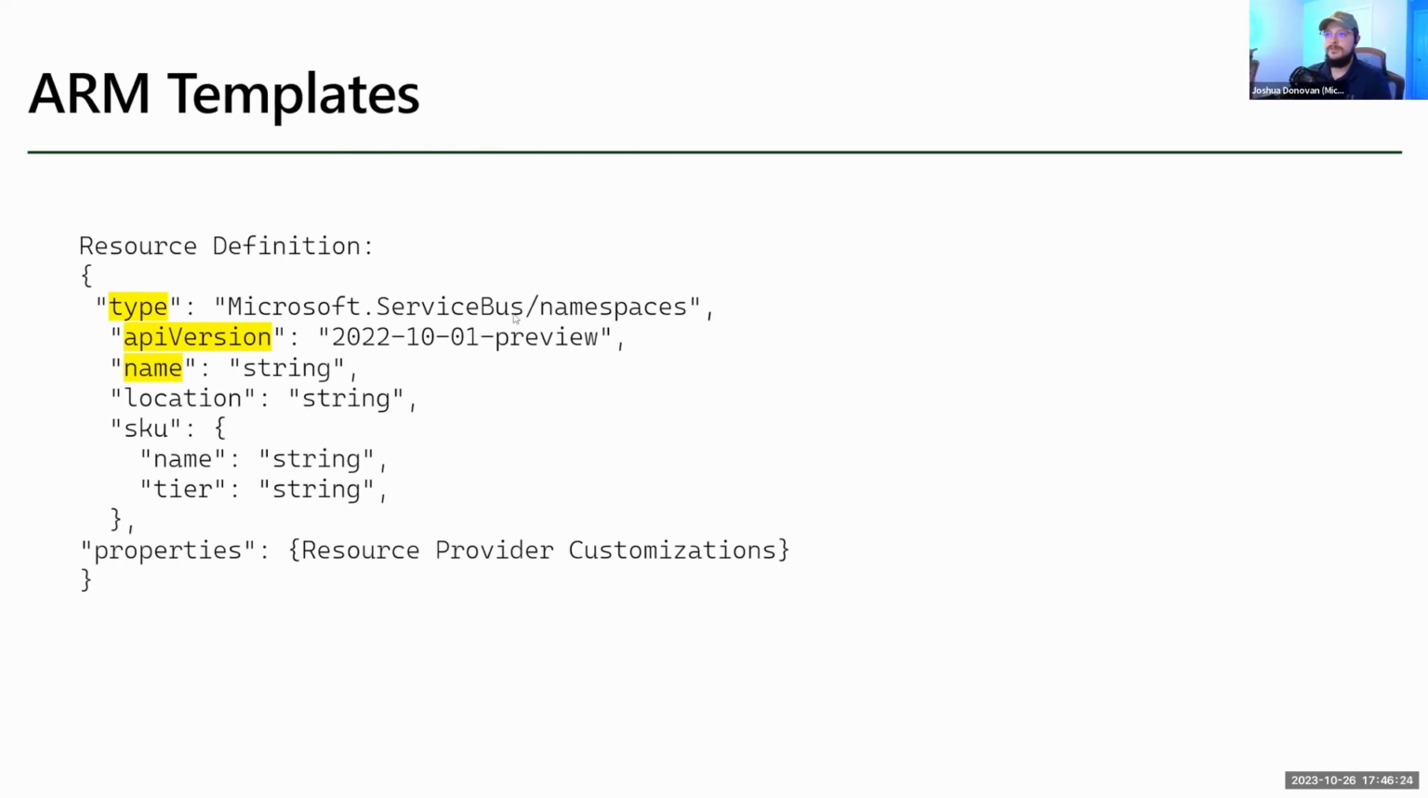As far as Service Bus namespaces go, the only real other thing we have to specify is the SKU. So that's why it's shown here. And the SKU for Service Bus namespaces, the name and tier both match. We're going to be using Basic because it's the cheapest one.